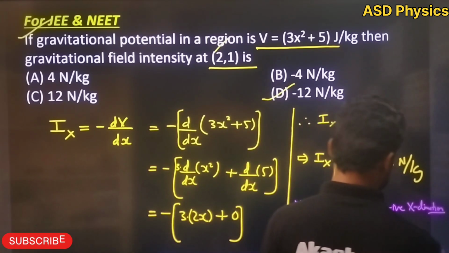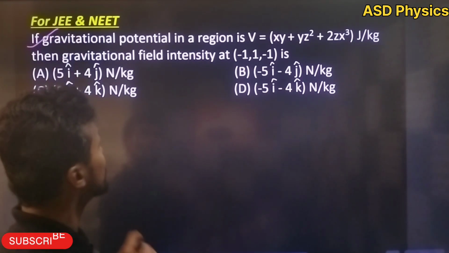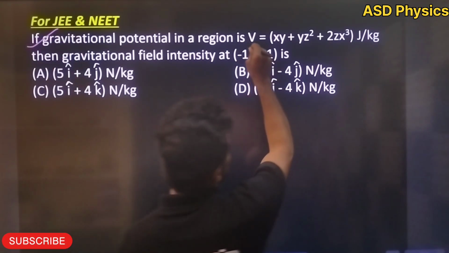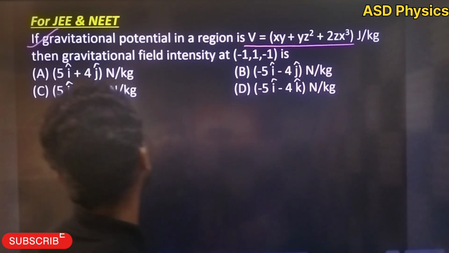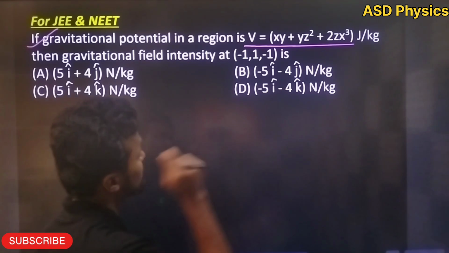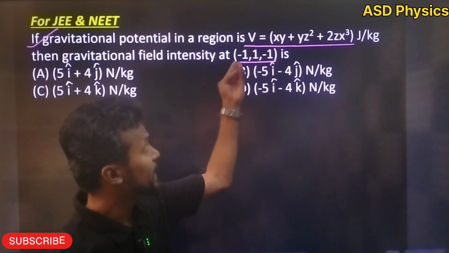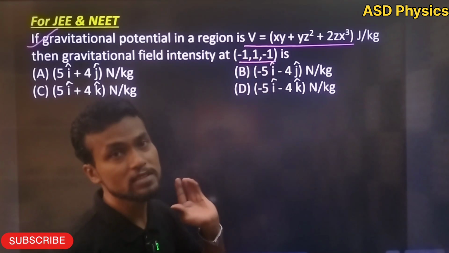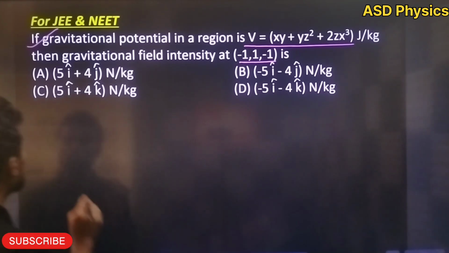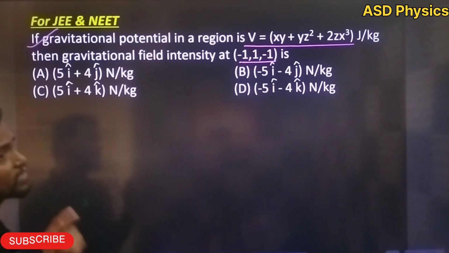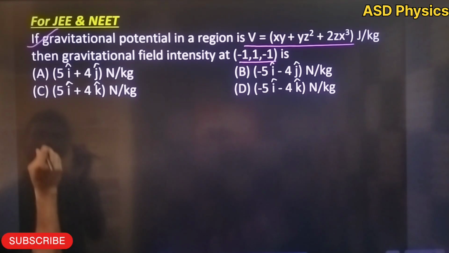Okay. Now students, let's move to the next one, again from the 3D point of view. If gravitational potential in a region is given by xy plus yz square plus 2zx cube joule per kg, then find the gravitational field intensity at the point (minus 1, 1, minus 1). This is x value minus 1, y value 1 and z value minus 1. So to solve this question we will use the 3D concept. First we will calculate del V by del x, del V by del y, del V by del z separately, and then after that we will put them in the equation.